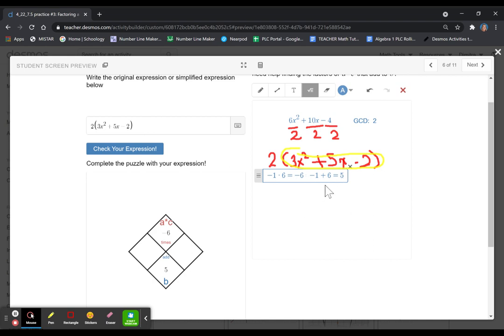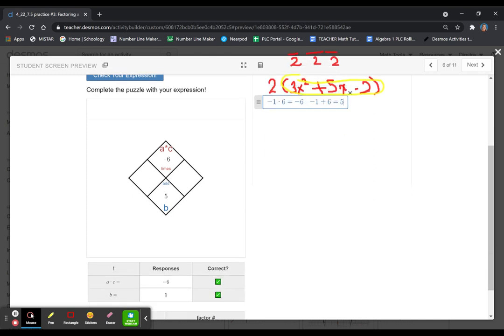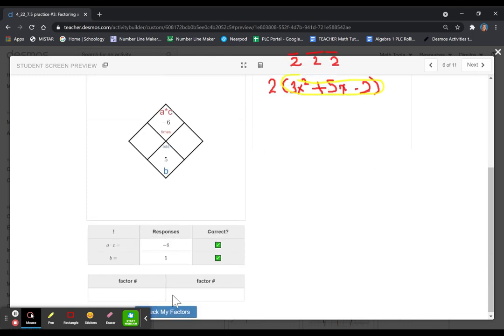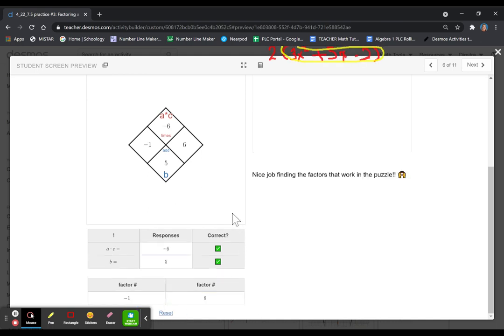Sometimes it'll be easy and it'll be quick to find them, and sometimes it's not. So you just have to go through all of the steps. So negative 1 and 6. Check your factors. Nice job.